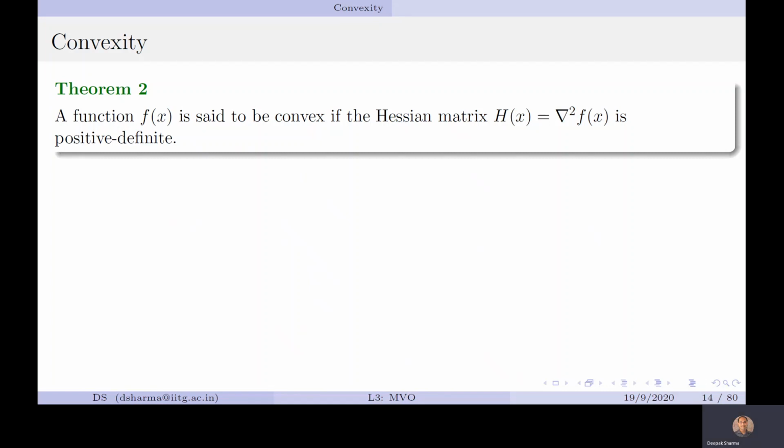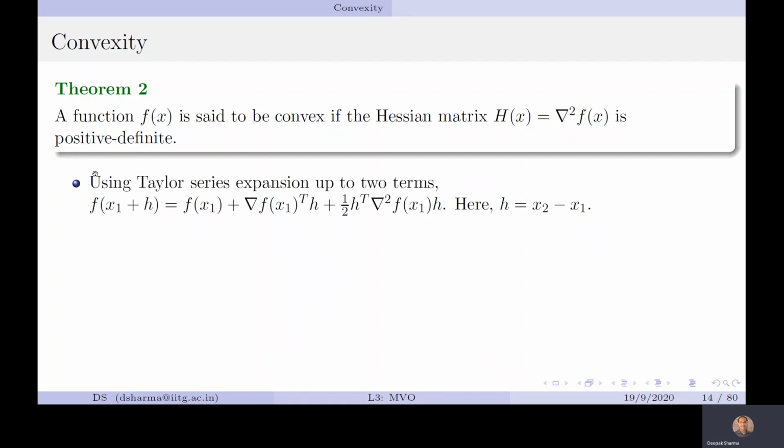Similarly, let us go to theorem number 2. Here, the function f(x) is said to be convex if the Hessian matrix is positive definite. So this we have already proved at the time of the sufficient condition. We will again go through it. So we are using the Taylor series expansion up to 2 terms. So we are writing f(x1 plus h). So this we can write as f(x1) and the Taylor series terms up to 2 terms.